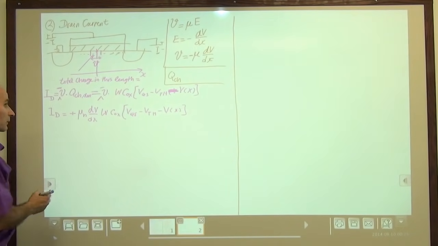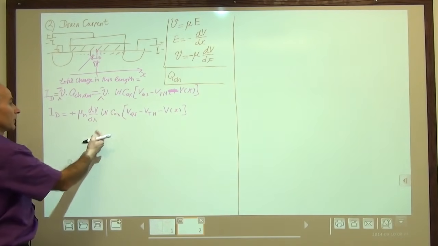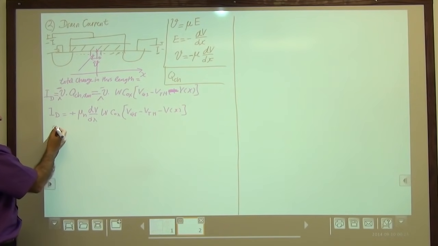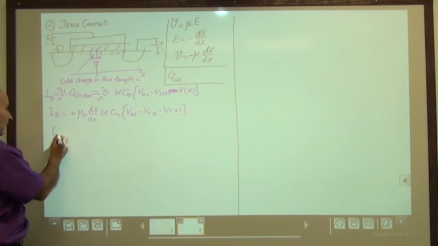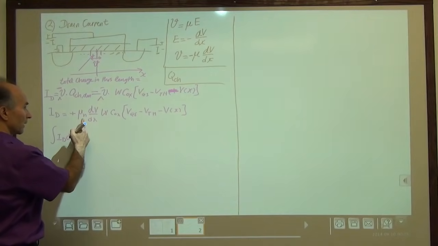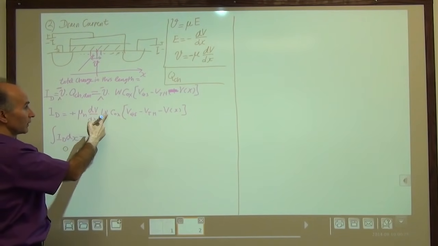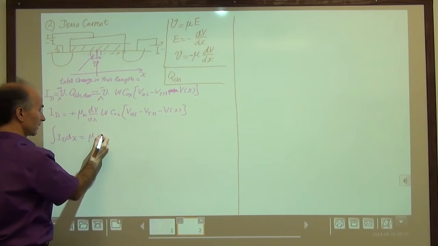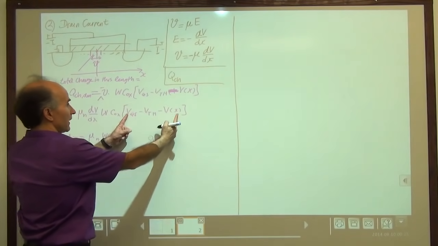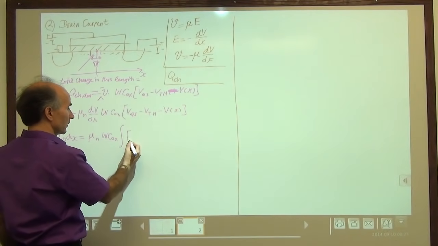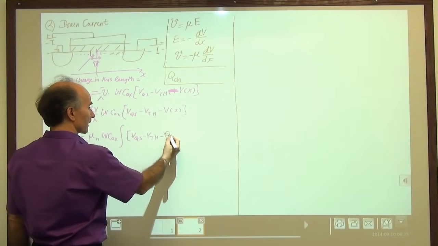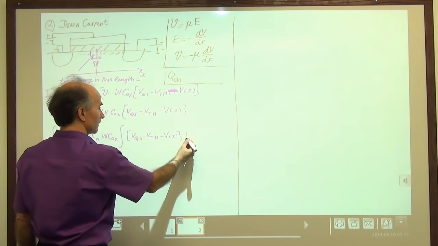Okay, so here's what we'll do. It's a differential equation, right? Very simple. So we'll multiply both sides by dx and integrate both sides. So we have integral of ID dx is equal to mu, let's assume, is constant. WCOX, they all come out of the integral. Mu n WCOX, integral of, we have this dV. So VGS minus VTH, minus V of x, dV.